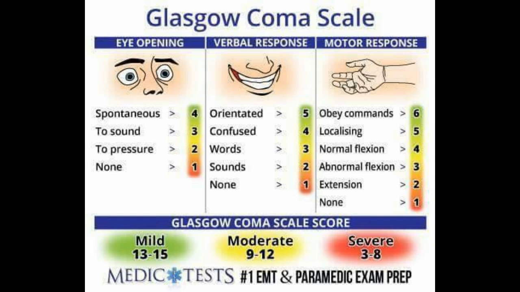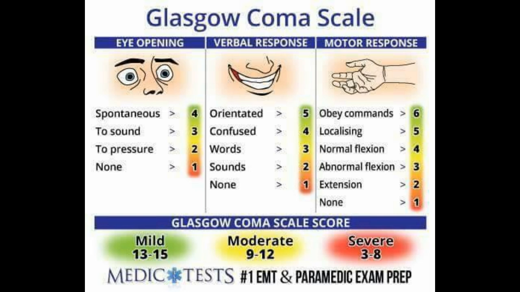If they open their eyes in response to a pain stimulus, that is score 2. If they open their eyes to voice, that is score 3. If they are opening their eyes spontaneously, that is score 4. Verbal response is the next domain. If there's no response, we try to call them, and there's no voice coming out, that is score 1.